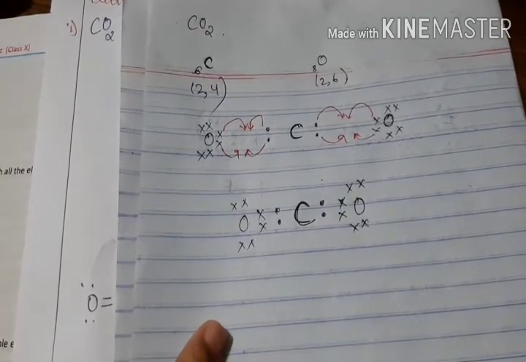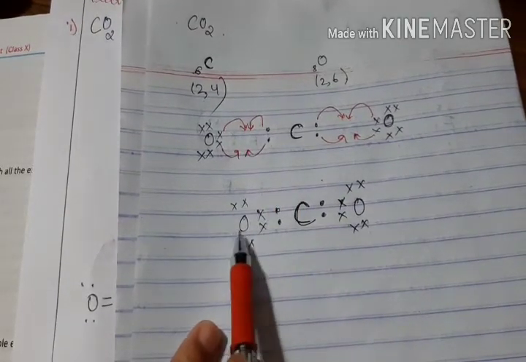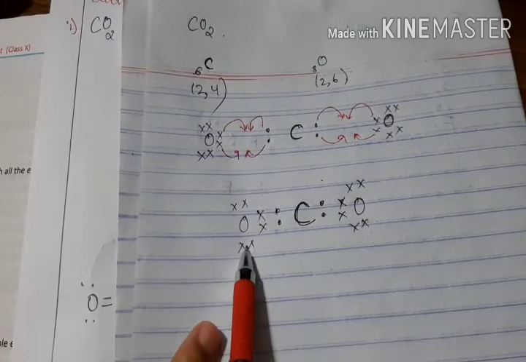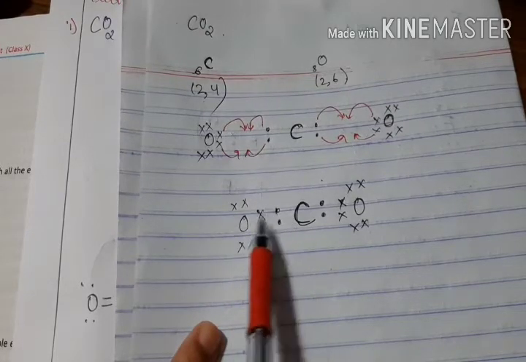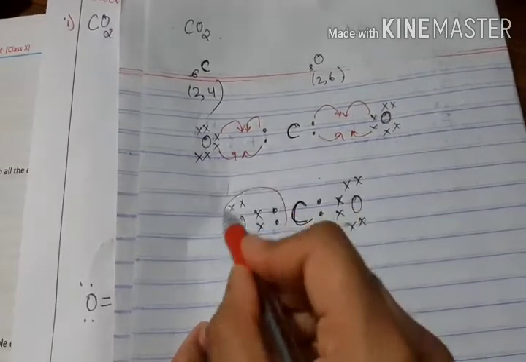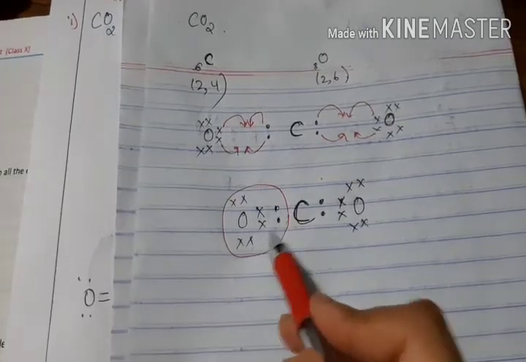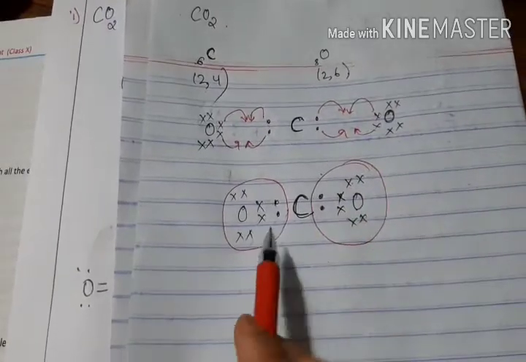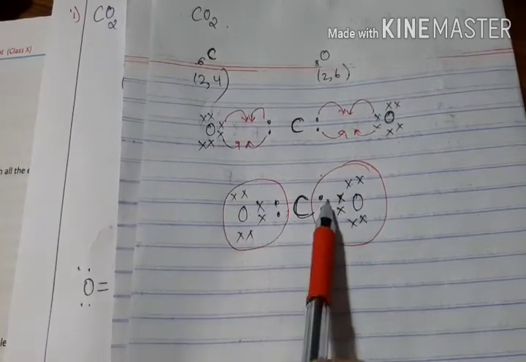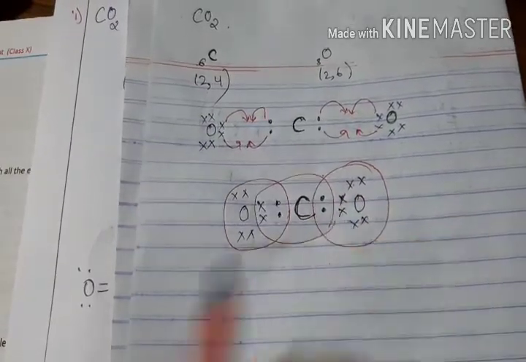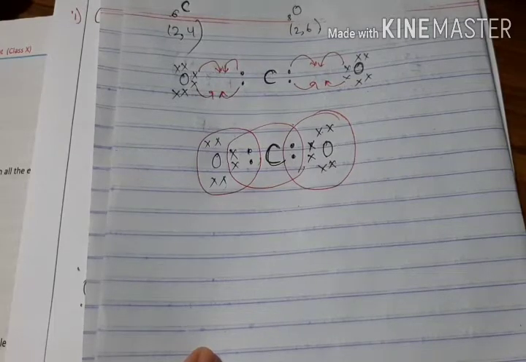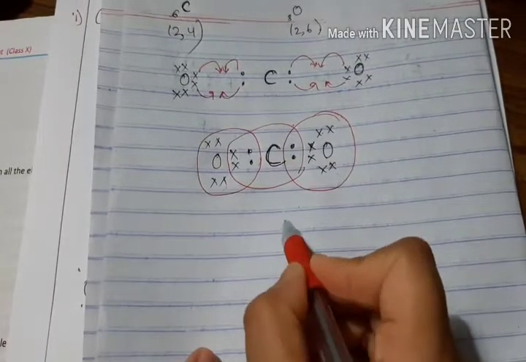So now have a look. This oxygen, 1, 2, 3, 4 of its own, then these 4 are shared, because oxygen and carbon are sharing. That makes 8. Can I make the circle like this? Yes, 8. Circle here for this carbon, 1, 2, 3, 4, 5, 6, 7, 8. Yes, all have an octet, a stable configuration. The reason for sharing is to get the stable octet configuration, to gain stability.